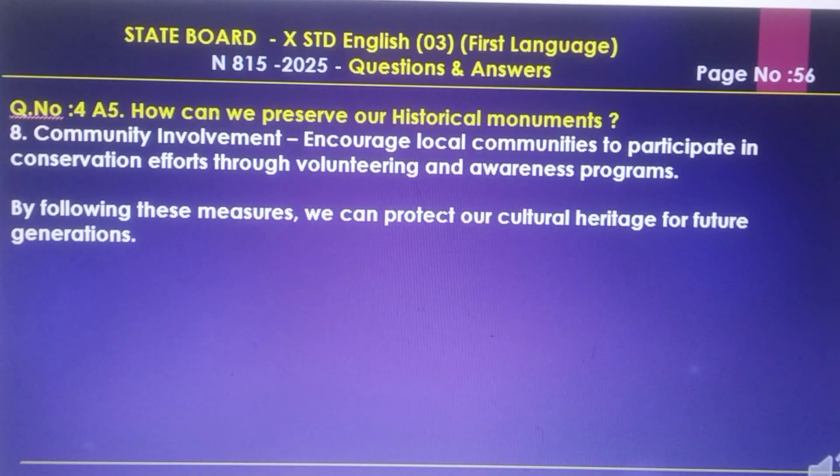And eighth point, community involvement. Encourage local communities to participate in conservation efforts through volunteering and awareness programs. By following these measures, we can protect our cultural heritage for future generations.